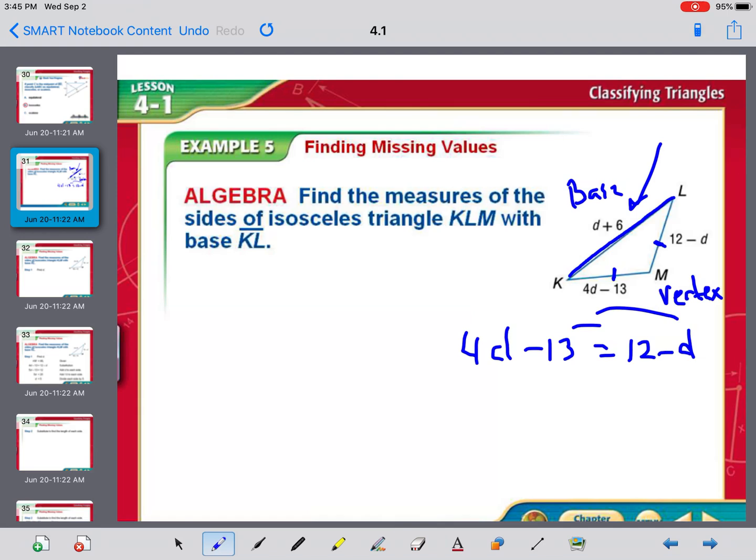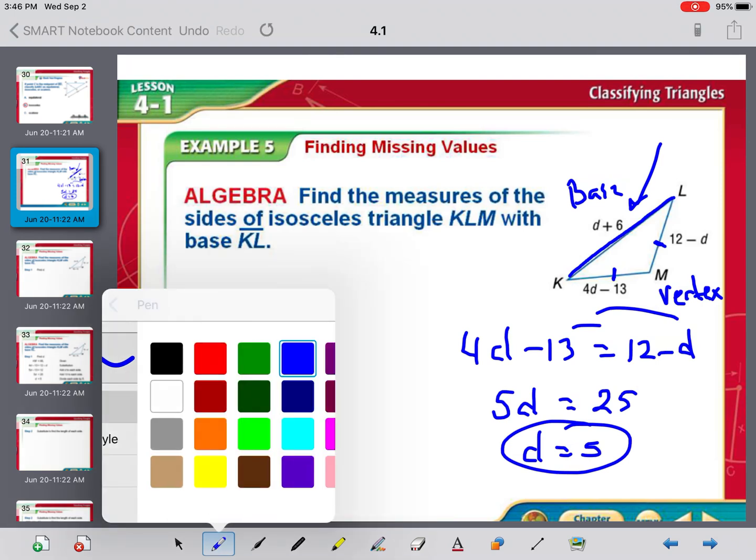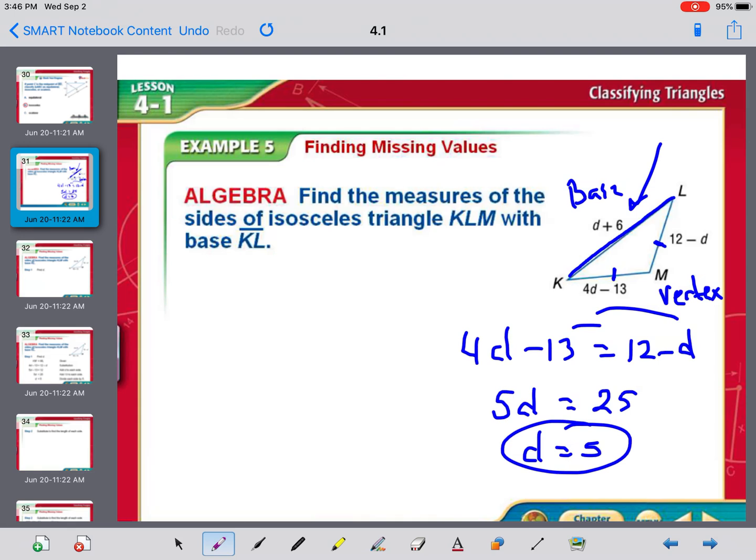I did not use the other expression because it didn't have anything to do with the two congruent legs. So I move the D across, I move the 13 over, and it becomes 5D equals 25. D is 5. Did it ask me to find D? It says find the measure of the sides. So I need to find the measure of all three sides.